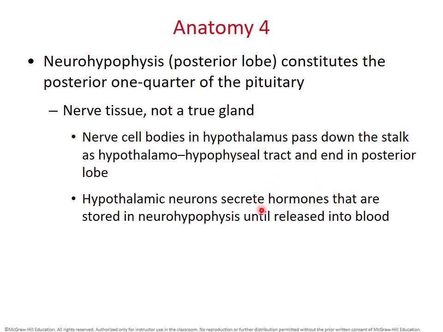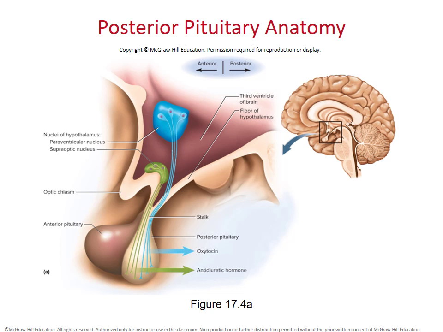And those secretions from the axons are stored in the neurohypophysis until stimulated to release them into the capillary bed surrounding it, and so again functioning as hormone. So here we see the relationship between the hypothalamus and the posterior pituitary that I just described. Again, funnel-shaped hypothalamus leading to the infundibulum. In this case, notice no portal circulation.